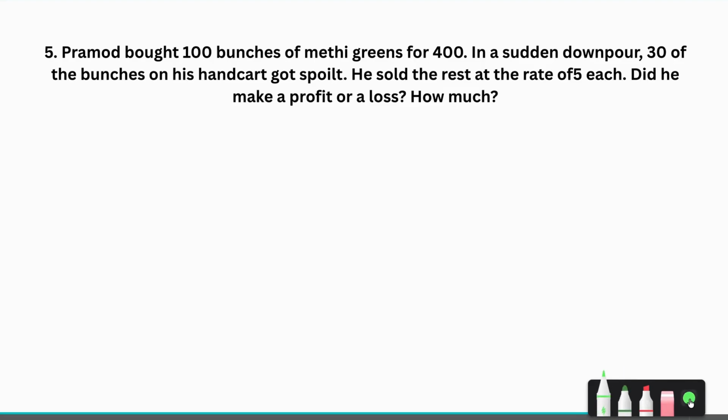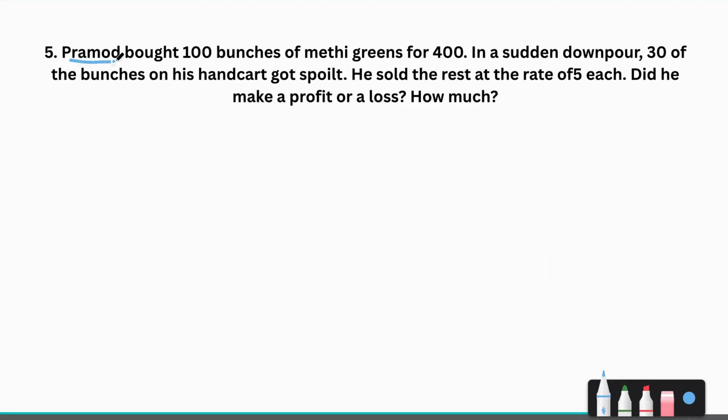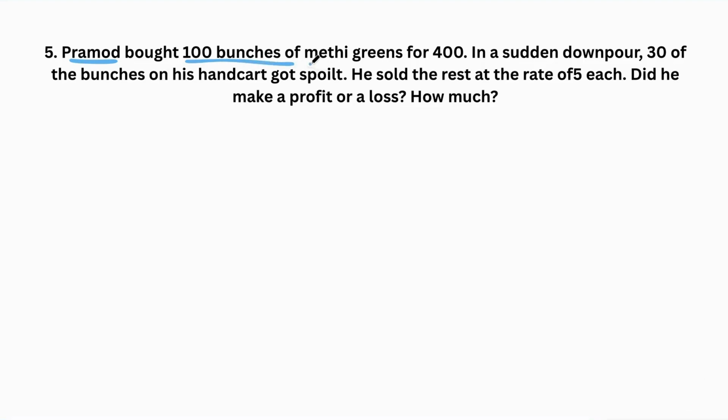So in this question there is a person named Pramod. And he bought 100 bunches of methi greens for 400 rupees, and in a sudden downpour, that means due to rain, 30 of his bunches on his handcart got spoiled. That means out of 100, 30 were wasted. Okay, and he sold the rest which was left for rupees 5 each. Now they are asking us, did he make any profit or any loss? Now this time they haven't given whether there was a profit or a loss. They are asking us to find out. Okay, and if there was any of the one, then how much.